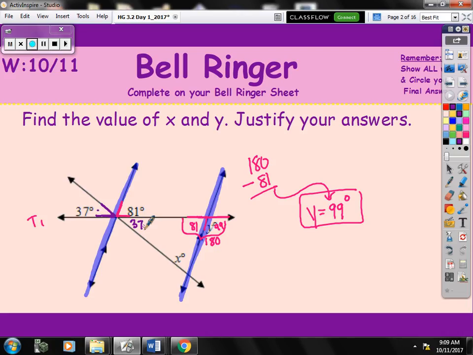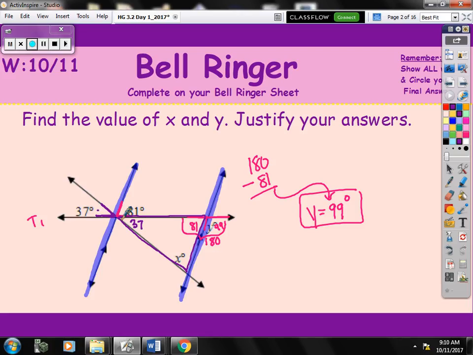And then the last thing that we can do to find x is we should notice that there's a triangle in this picture. At least this is the easiest way, I think, to do it. You also could add 81 and 37 together to find out what that whole angle is. But I would use the triangle.